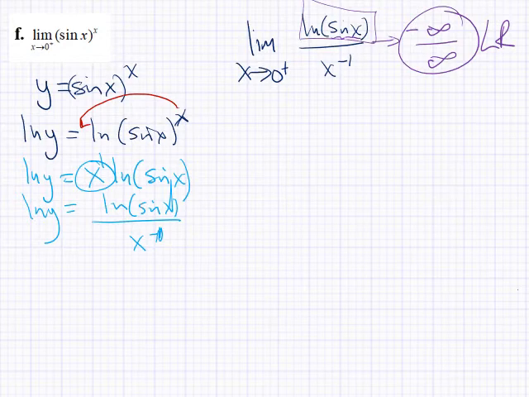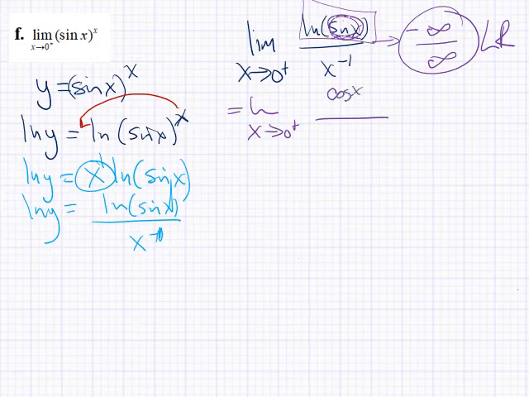So, what are we going to do? We're going to apply L'Hopital's rule. So, it's the limit as x approaches 0 from the right of the derivative of the numerator. So, this is, again, logarithm. So, u prime over u. So, this will be cosine x over sine x. The denominator is going to be negative x to negative 2. Now, think about this here. Okay?